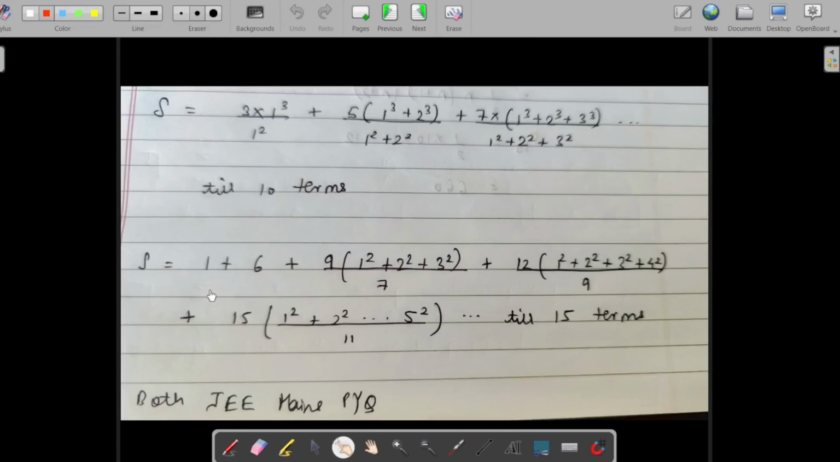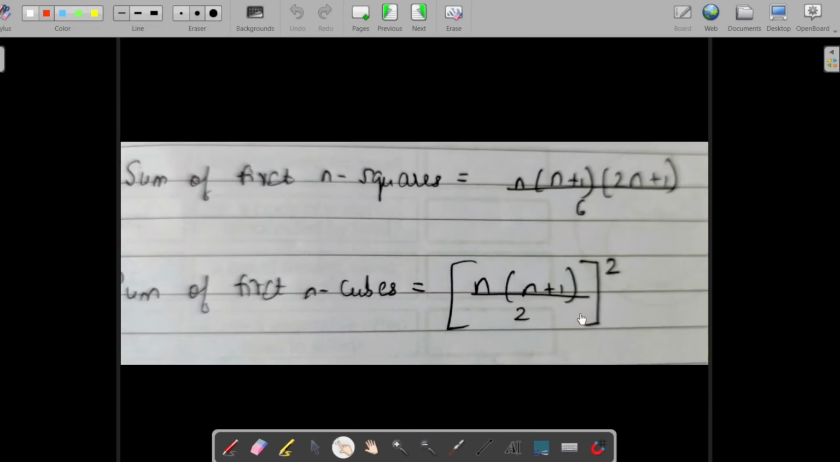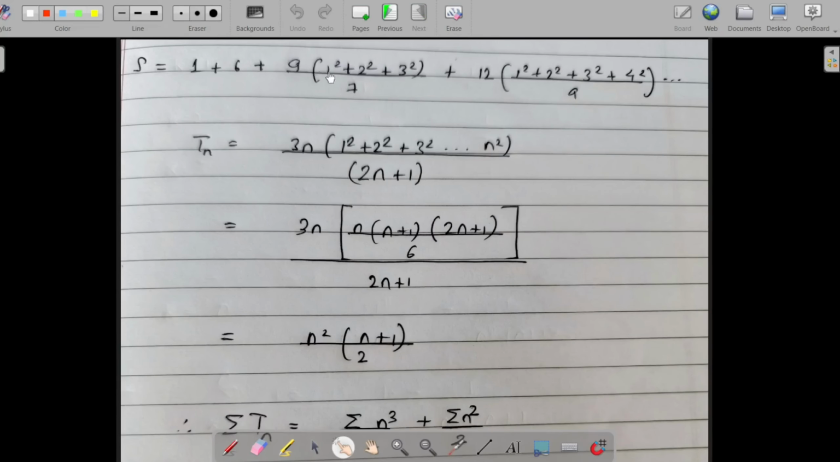Similarly, let us look at this series: 1 plus 6 plus 9 into 1 square plus 2 square plus 3 square upon, and so on, and this time we have till 15 terms. So let us see these first terms. Now this is a little different because the first two terms you won't be able to directly write in terms of these terms, right? Because once you look at these terms, you can find the general term and then you will find that automatically these terms will come in.